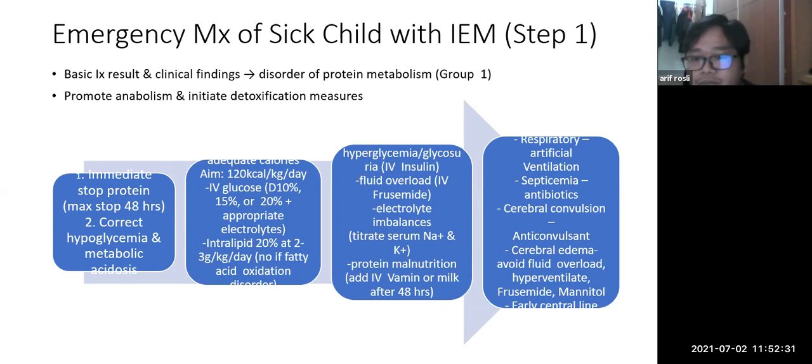Then we will need to see for any other complications such as respiratory problems, where if such problem arises, we will give artificial ventilation. If patient coming with septicemia, we'll give antibiotics, and cerebral convulsion, we'll give anticonvulsant. If there is cerebral edema, we will avoid fluid overload, and we will hyperventilate patient, and we will give furosemide and mannitol, and also we will try to get early central line.